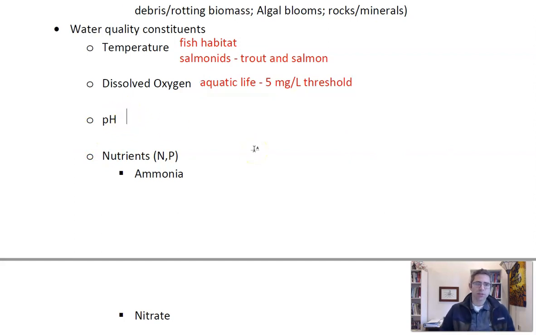pH. So pH, we know, can affect a lot of other water quality constituents. When we talked about acid-base reactions, we know it affects the carbonate system. It can affect toxicity of different species. But in general, this can have impacts on a lot of different beneficial uses. We generally want to see pH in the 6 to 8 range as good. We can be slightly outside of that, but depending on the situation, it can be harmful if you're lower or higher than that. So that tends to be a good range.